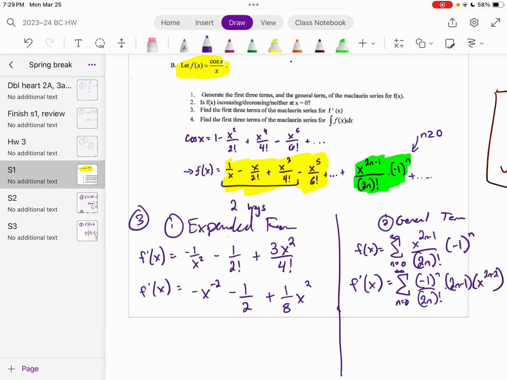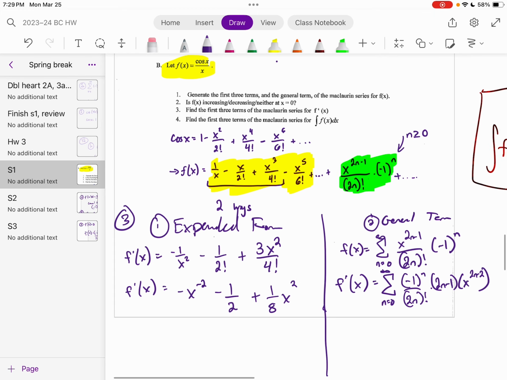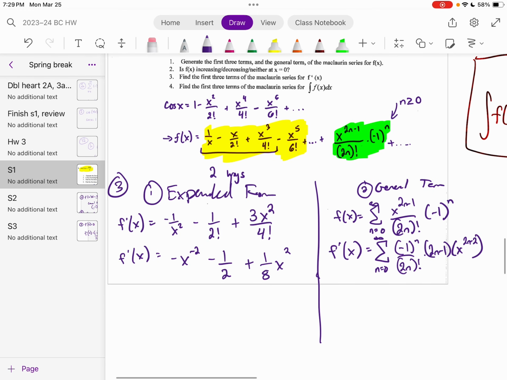I don't know why I put parentheses around that, but there you have it. So we could then plug in 0, 1, and 2 for n and get these exact terms over here. I'm not going to. It's a lot more algebra. You're much more likely to make an error. I would just do it the first way when we can. So that's taking the derivative.